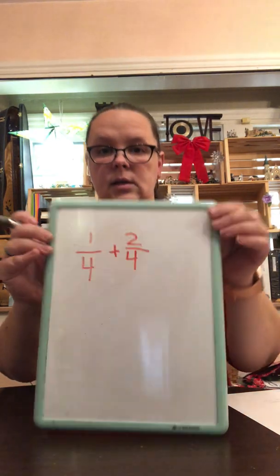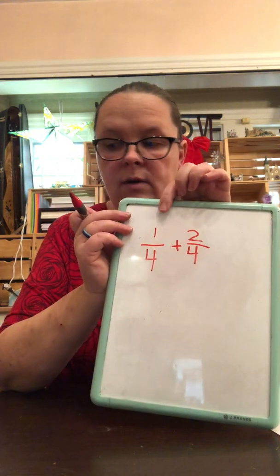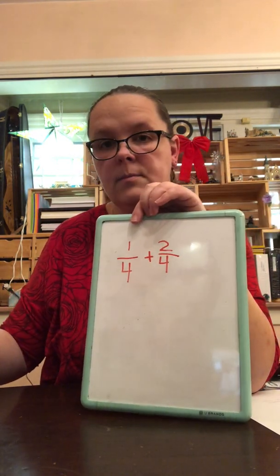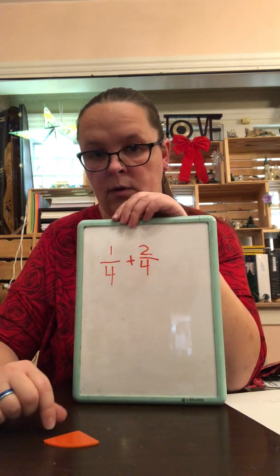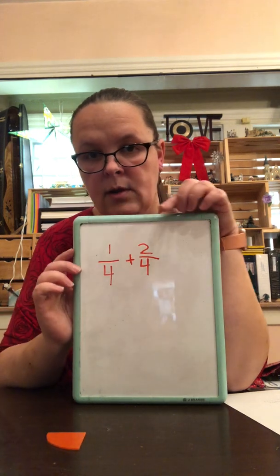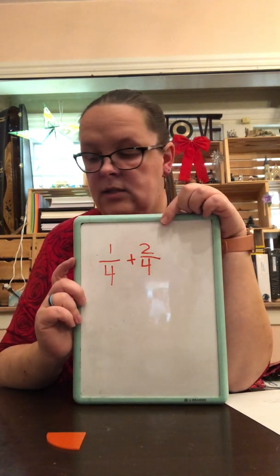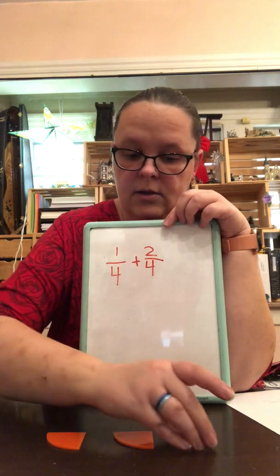So I have 1/4 plus 2/4. Here's what I'm going to do. I'm going to take 1/4. That's my first addend, 1/4. Put it like this. It's a little easier to see that it's a fourth for you. My second addend is 2/4. So I'm just going to take 2/4.